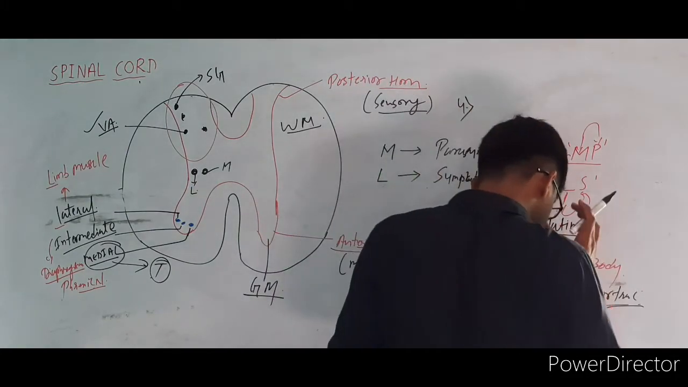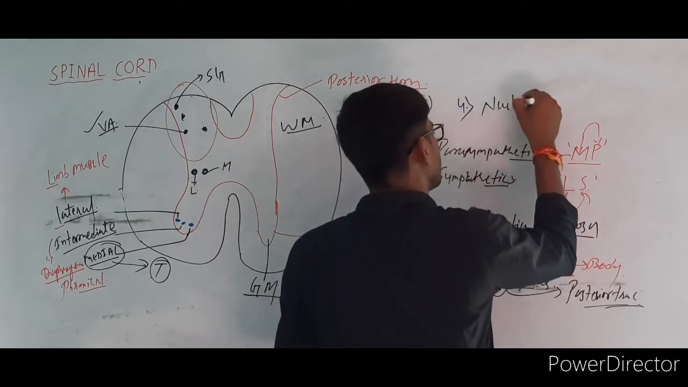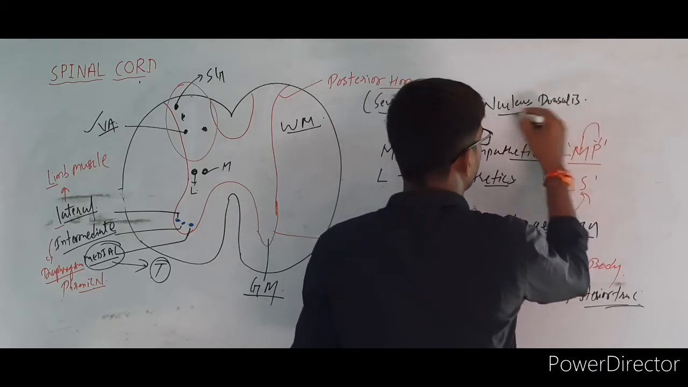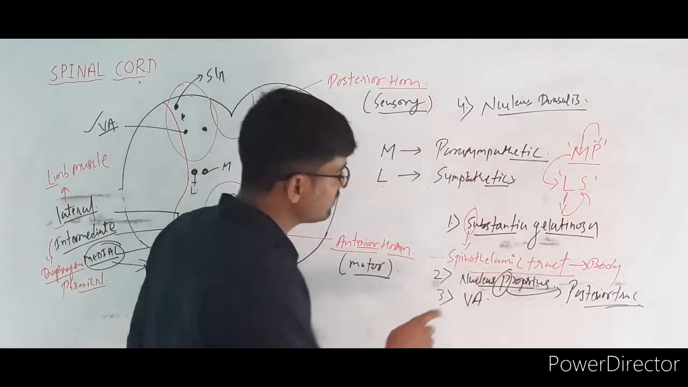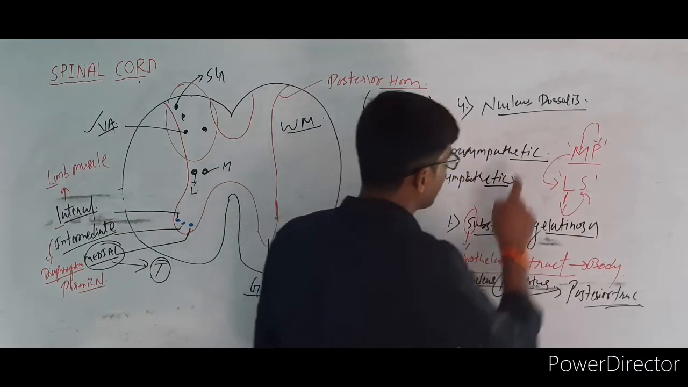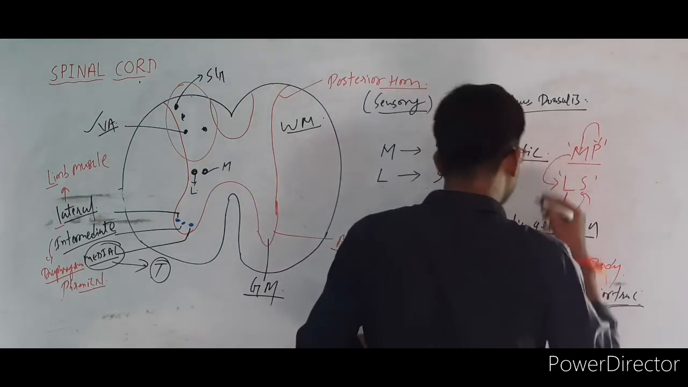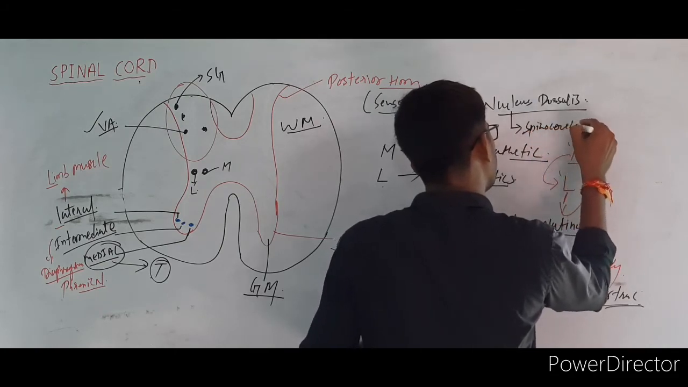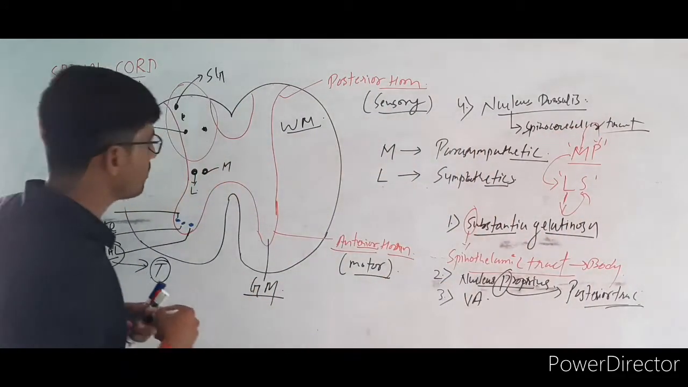Can you tell me the fourth nucleus? The fourth one is the nucleus dorsalis. What is this nucleus dorsalis for? This is for the spinocerebellar tract. So what you have to remember, see.